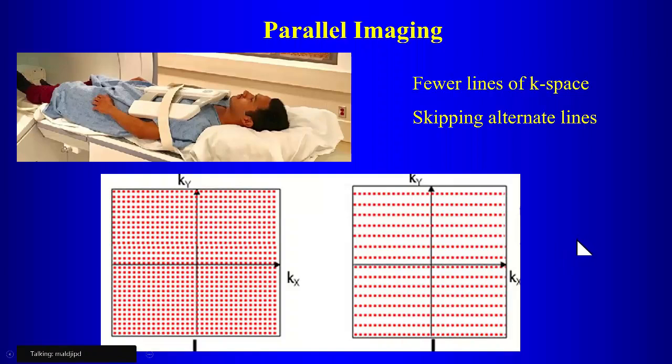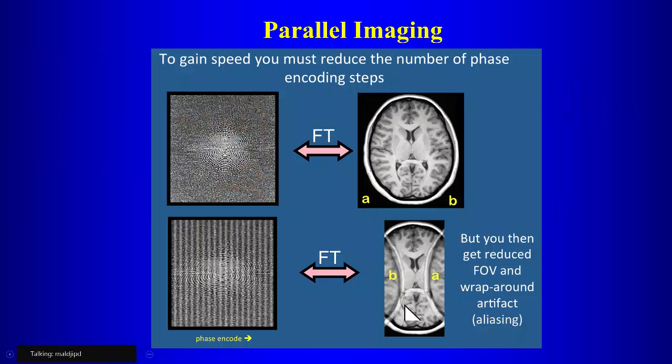But I told you that the penalty for undersampling K-space is what? What's the penalty for undersampling K-space? That's one, right? One is signal to noise, absolutely. But what's the other? When you undersample K-space, what's the penalty? Wraparound artifact, right? You get wrap artifact. So if you were just to do this, this is the picture you would get, okay?